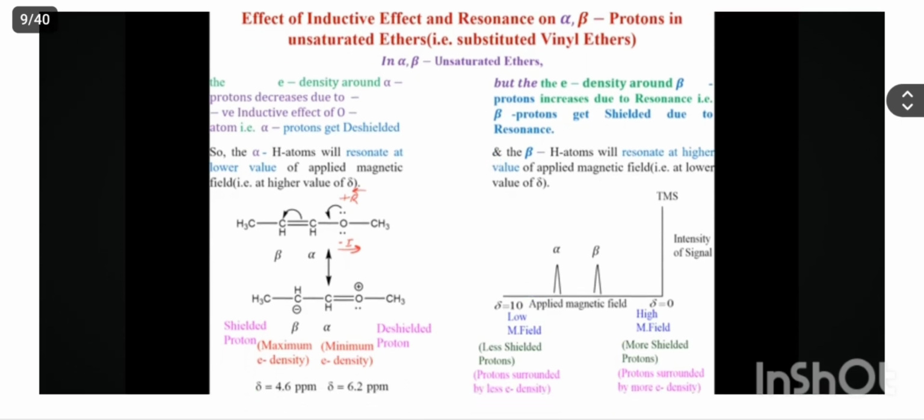Effect of inductive effect and resonance on alpha and beta protons in unsaturated ethers, substituted vinyl ethers. The electron density around the alpha proton decreases due to the negative inductive effect of the O atom. The alpha proton gets deshielded, so the alpha hydrogen atom will resonate at a lower value of applied magnetic field. But the electron density around the beta proton increases due to resonance. The beta proton gets shielded due to resonance, and the beta hydrogen atom will resonate at a higher value of applied magnetic field.